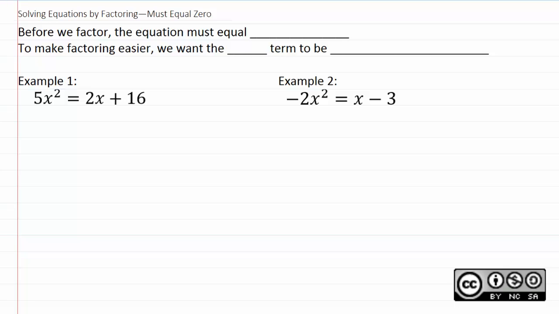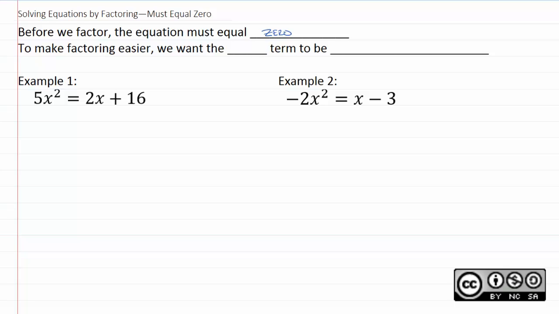We've seen how to use the zero product rule. Now let's see how to make it possible to use the zero product rule. Before we factor, the zero product rule only works, true to its name, if one side of the equation is zero, which means that we need to take one side and empty it out if it's not already empty.